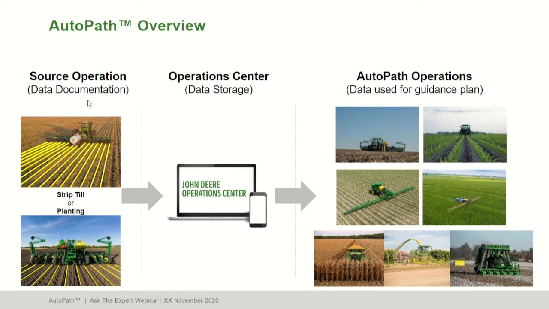Here's an AutoPath overview. So we have our source operation, data documentation on our strip till pass or planting pass. From there, it goes to the operation center. Once in the operation center, we can actually create a setup file to send out an AutoPath guidance line to the sprayer or following operation.